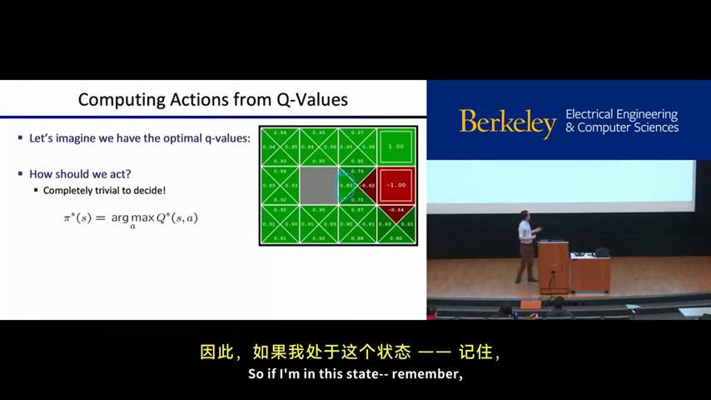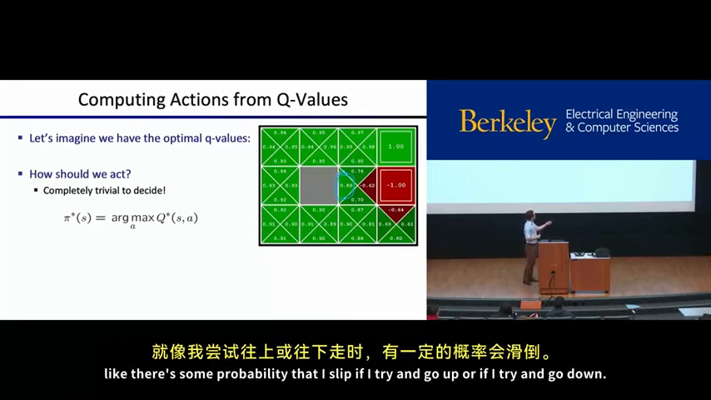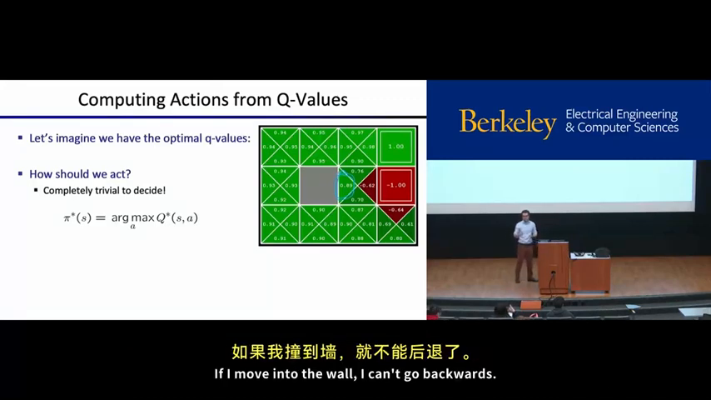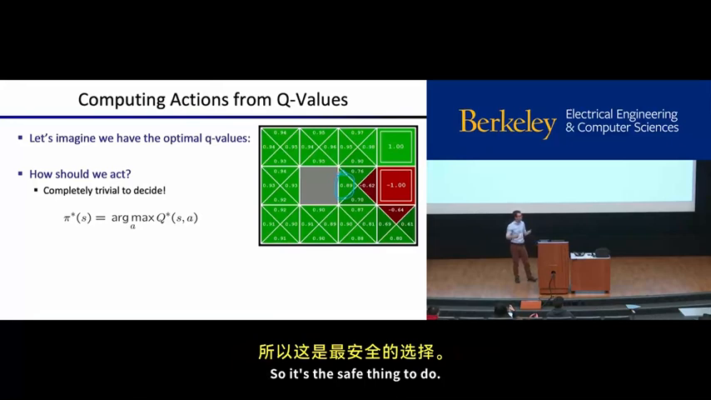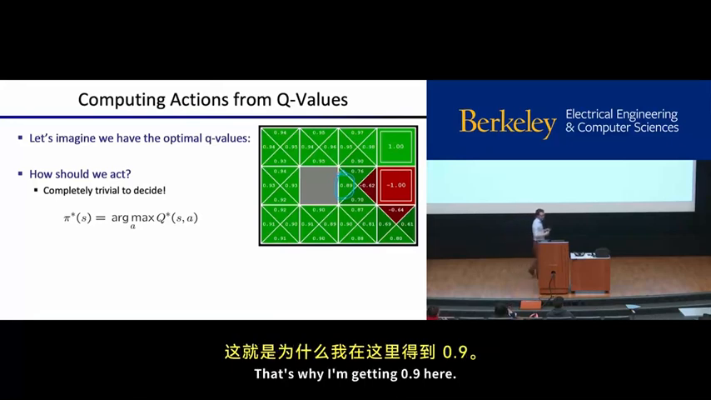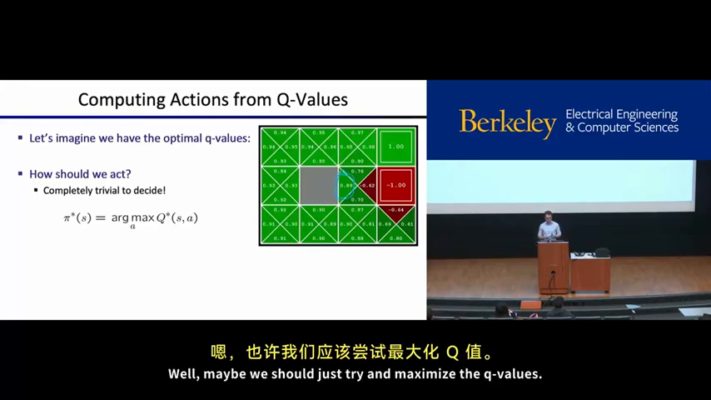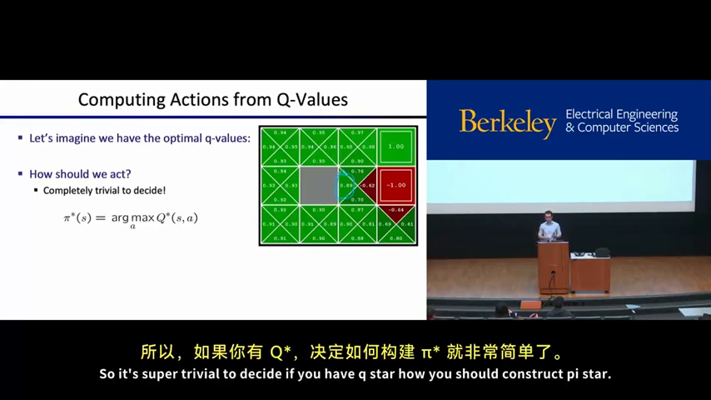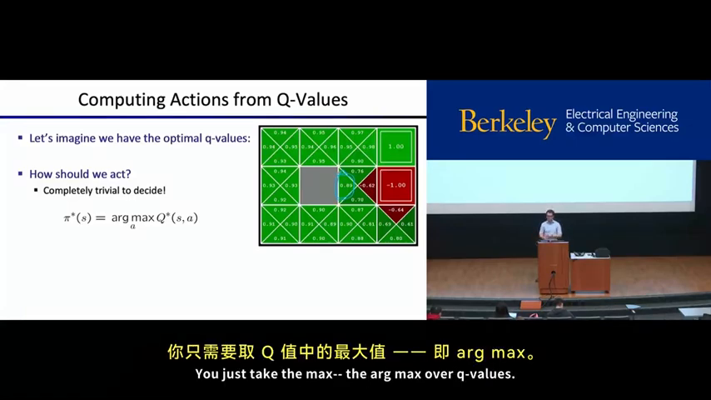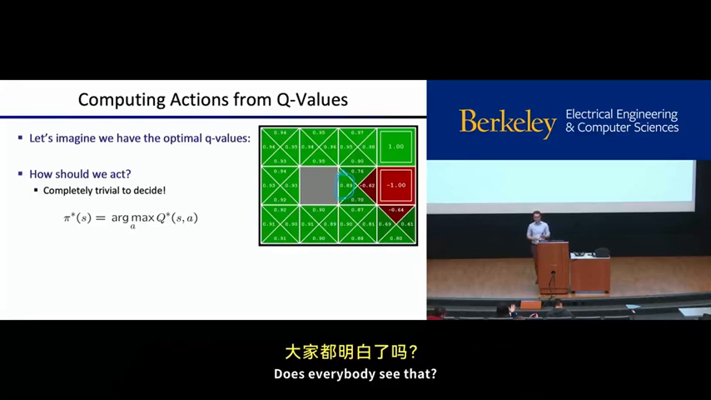So if I'm in this state, remember, there's some probability that I slip if I try and go up or if I try and go down. If I move into the wall, I can't go backwards. So it's the safe thing to do. That's why I'm getting 0.9 here. So how should we act? Well, maybe we should just try and maximize the q values. So it's super trivial to decide, if you have q star, how you should construct pi star. You just take the argmax over q values. Does everybody see that?